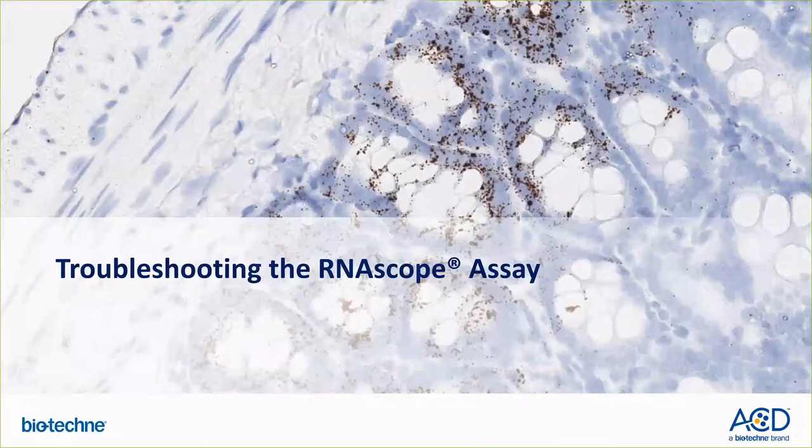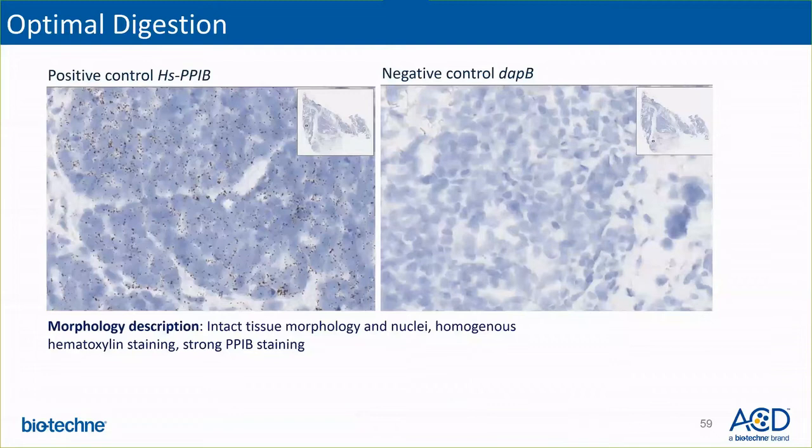Now, let's review some troubleshooting examples and the results after performing optimizations on these samples. This slide shows optimal digestion with a tissue fixed with our recommendations and then treated with the standard conditions. PPIB staining is strong, while the DAPB negative control staining is clean.